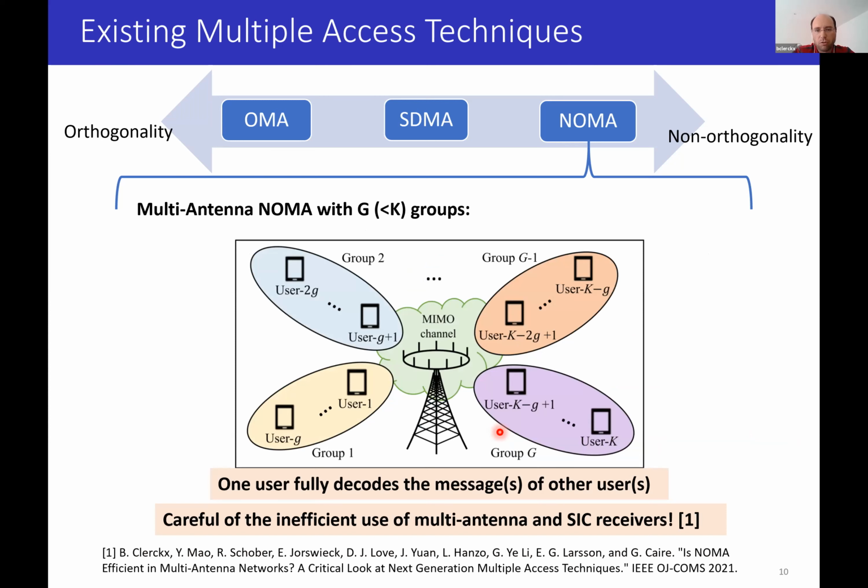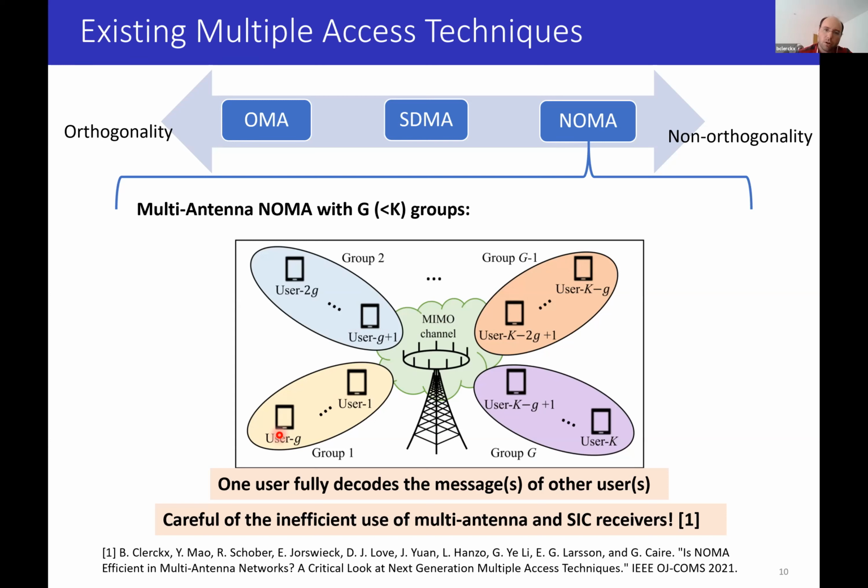So here is an example of how you can combine NOMA with multi-antenna. You create essentially groups. So you have K users and you pair those users to form groups of users. And each group is served by a certain beam. And in each group, you actually apply the NOMA principle. So one user will decode the message of all the other users in that group. So for instance, here, this user one here will decode the message from user two all the way to user G.